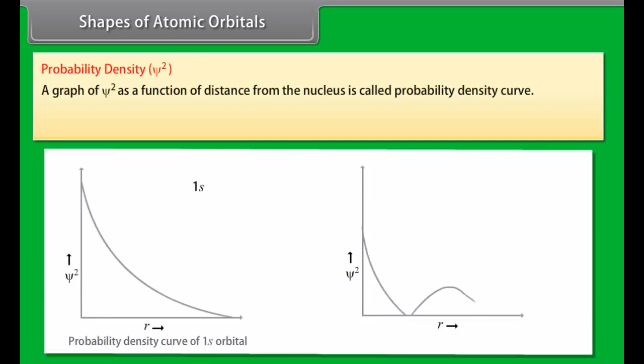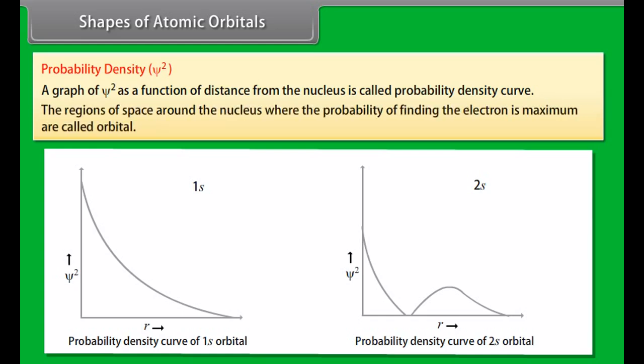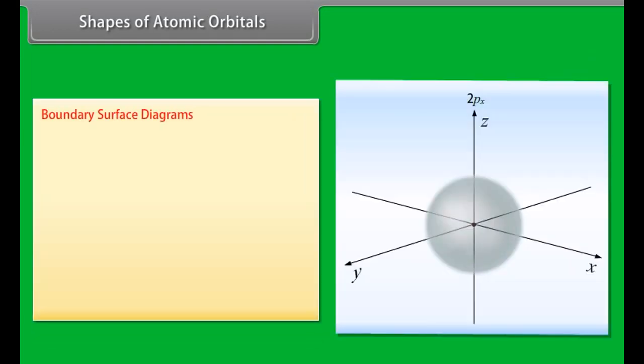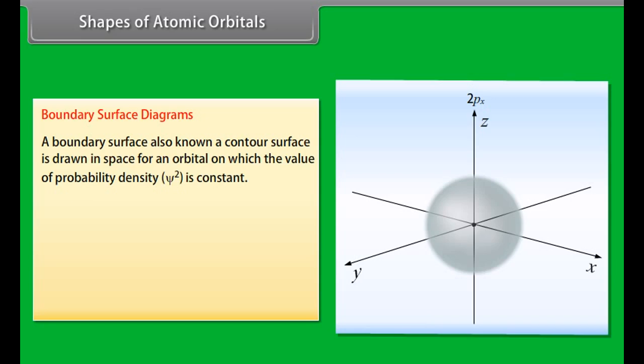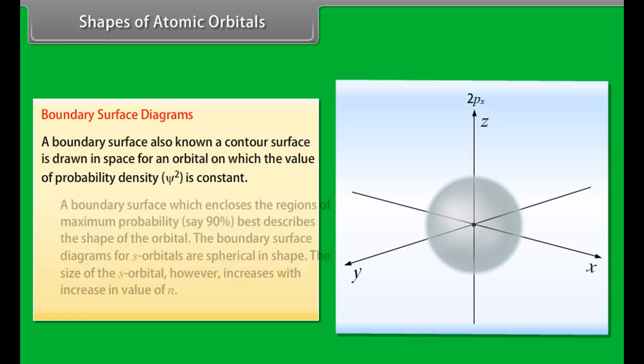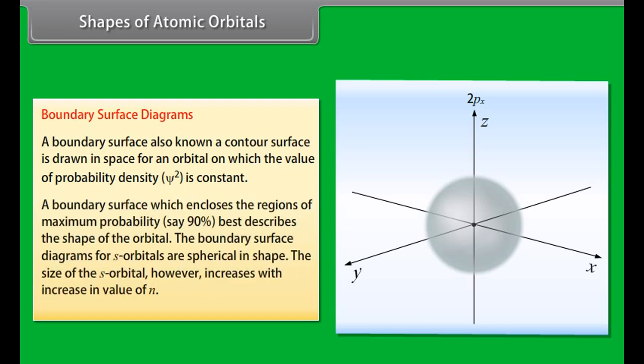Shapes of atomic orbitals. Probability density. A graph of psi squared as a function of distance from the nucleus is called a probability density curve. The regions of space around the nucleus where the probability of finding the electron is maximum are called orbitals. Boundary surface diagrams. A boundary surface, also known as a contour surface, is drawn in space for an orbital on which the value of probability density psi squared is constant. A boundary surface which encloses the regions of maximum probability, say 90%, best describes the shape of the orbital.